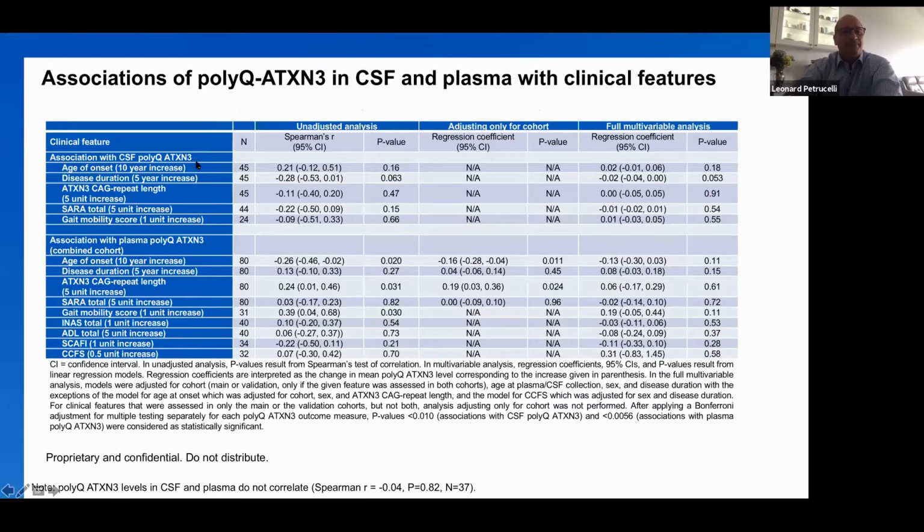We took the features of the disease, including SARA scores, disease duration, and age of onset. To our surprise, following multivariable analysis and multiple corrections, there were really no associations of the polyQ levels with any of the disease features, including age of onset and disease duration. Similar results were also found in the plasma series for both combined cohorts. There, we also included some additional clinical criteria that are used by some of the physicians.